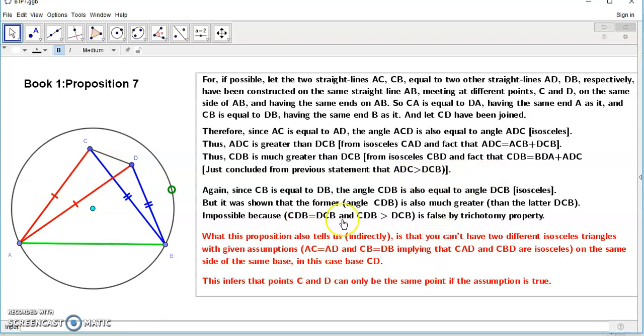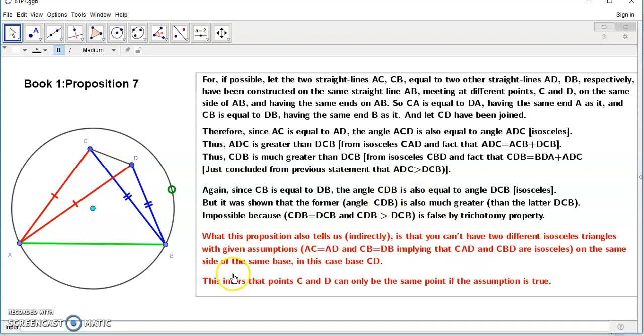So finally, CB is equal to DB, and the angle CDB is also equal to the angle DCB, and this is where the problem comes up, okay? Because it was shown that CBD is greater than DCB. So it can't be both greater and equal.